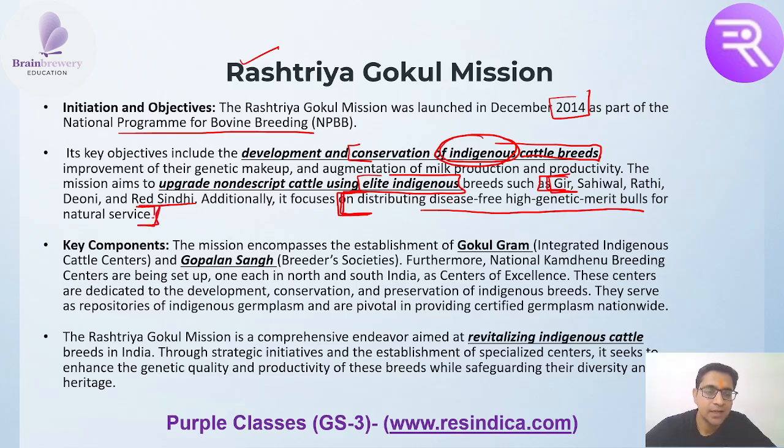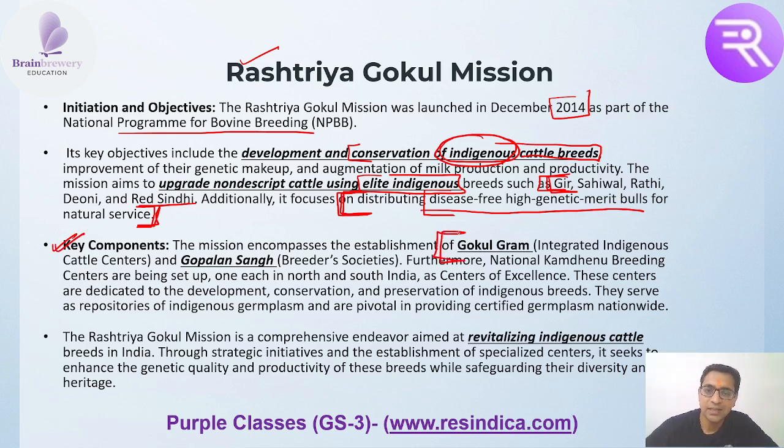Natural service is, obviously, mating. So we wanted to make sure that we have a high quality bull, so that they can help us in the natural service and provide us with good quality germplasm and sperm. So the key component of this whole mission is Gokul Gram.